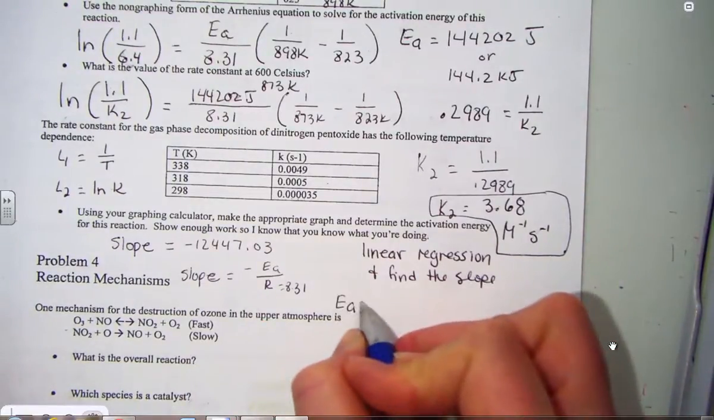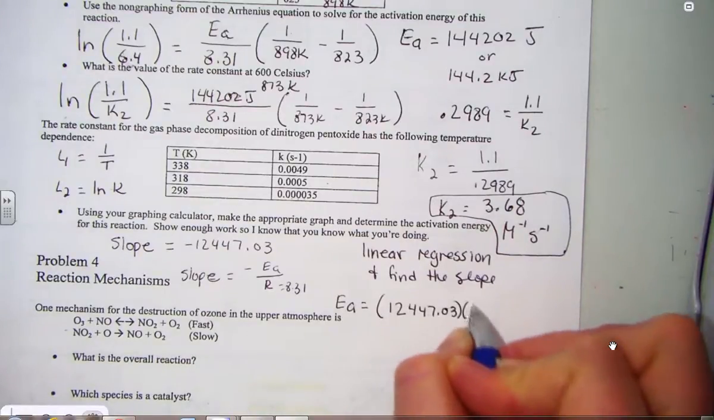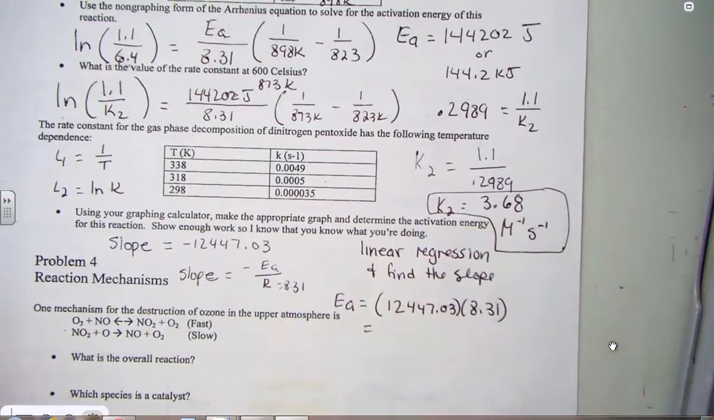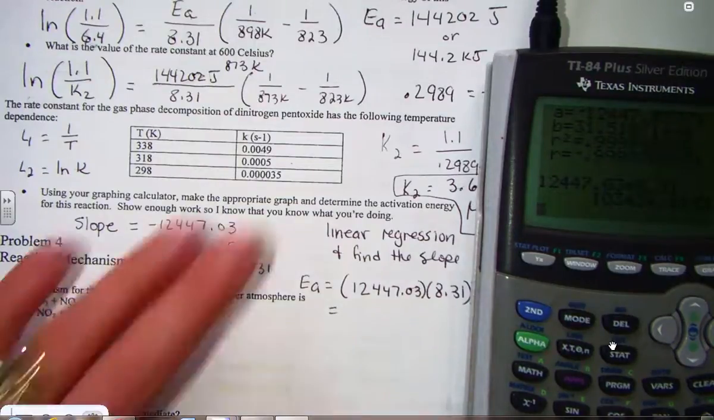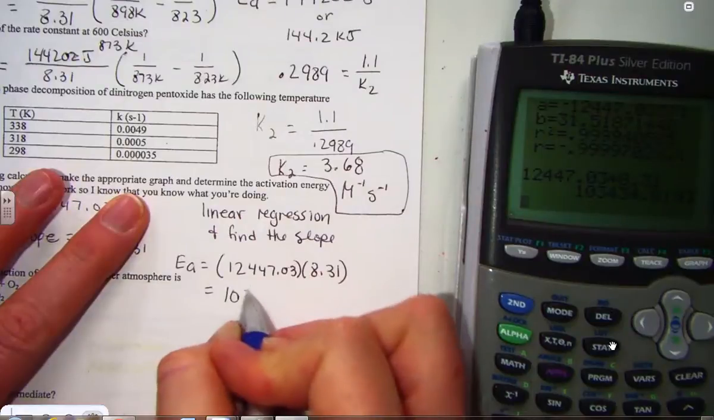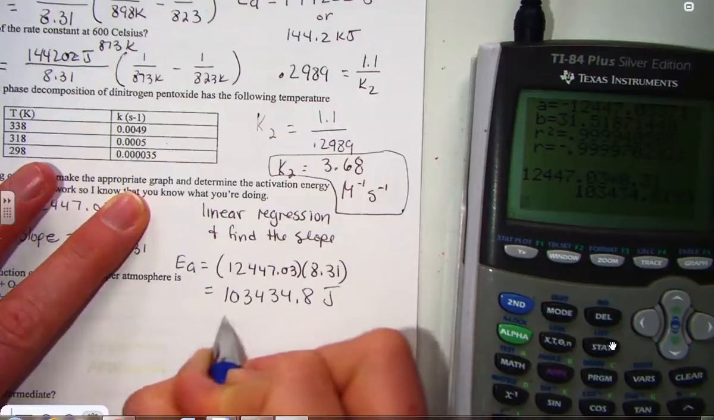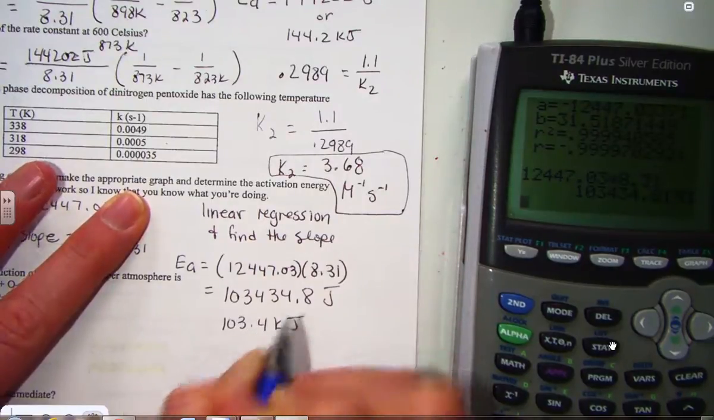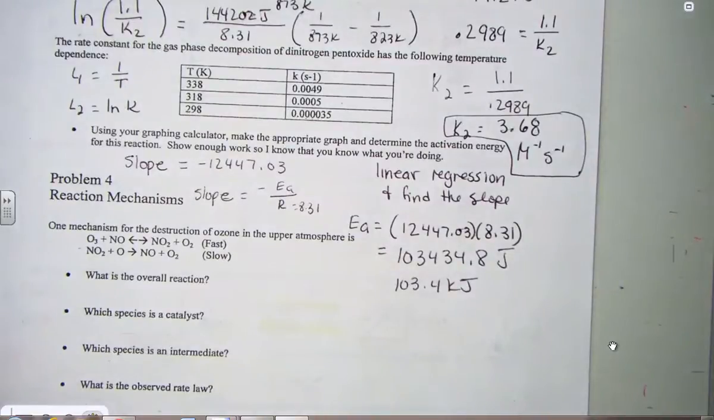So EA is equal to, let's get rid of those negatives, 12447.03 times 8.31. Activation energy, obviously it's an energy barrier, so we know it will always be positive. Slope of the line times the R constant, and we find activation energy, 103,434.8 joules. 103.4 kilojoules. Again, practice this algebra so you become proficient and speedy.